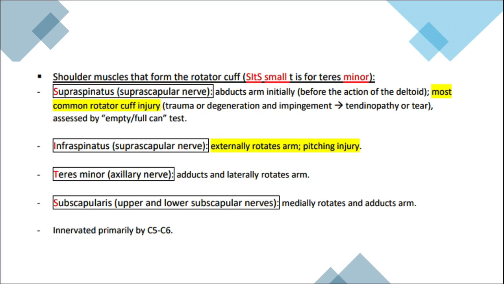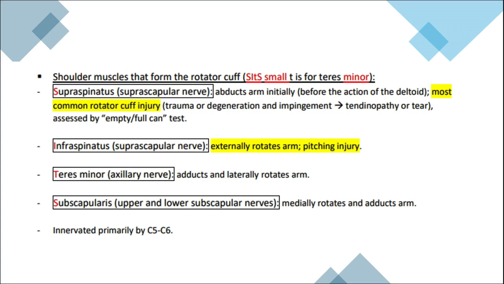Next one, infraspinatus, that is suprascapular nerve, and it externally rotates the arm. Another one, third one, teres minor, that is axillary nerve, and it externally rotates the arm. Subscapularis, upper and lower subscapular nerves, it helps to medially rotate and adduct the arm. It's innervated primarily by C5 and C6.